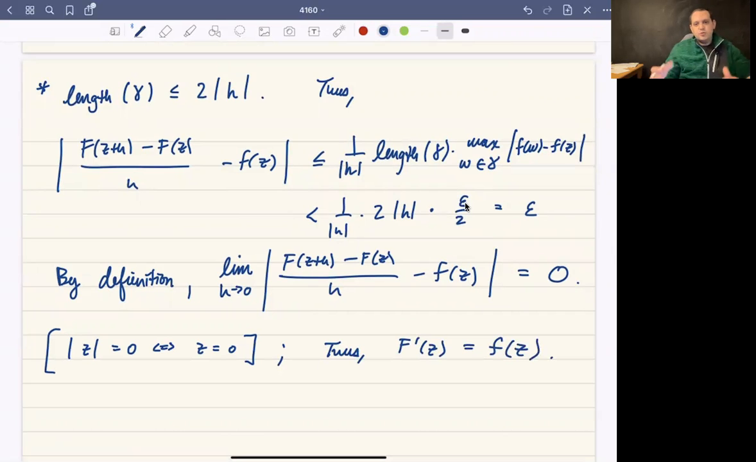Okay, and so that's the proof. This has been largely editorialized from the way that the book does it. The book does it pretty similarly, but that's the idea. Okay, so there's the proof of the fundamental theorem of calculus for complex integrals.